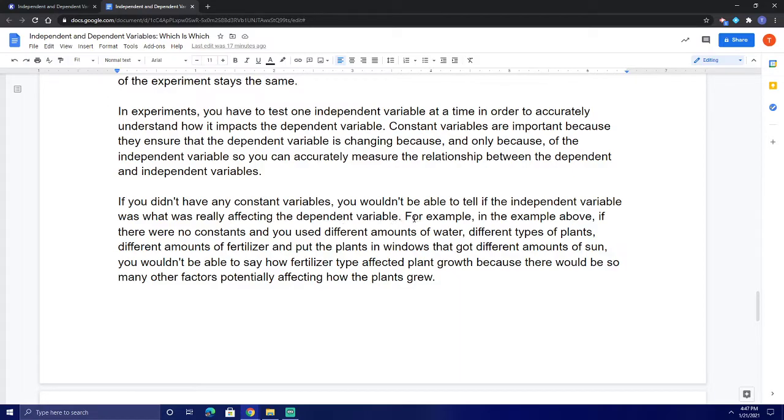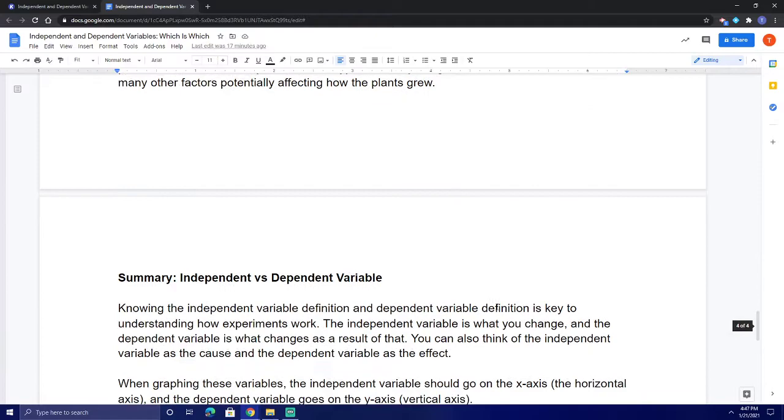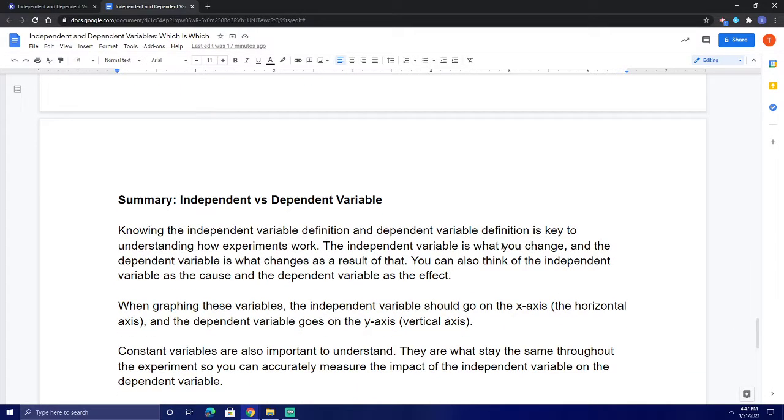For example, in the example above, if there were no constants and you used different amounts of water, different types of plants, different amounts of fertilizer, and put the plants in windows that got different amounts of sun, you wouldn't be able to say how fertilizer type affected plant growth because there would be so many other factors potentially affecting how the plants grew. Here's a quick summary of independent versus dependent variable.